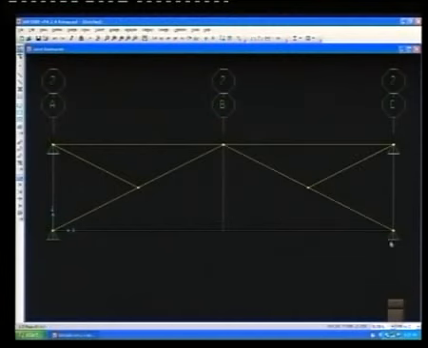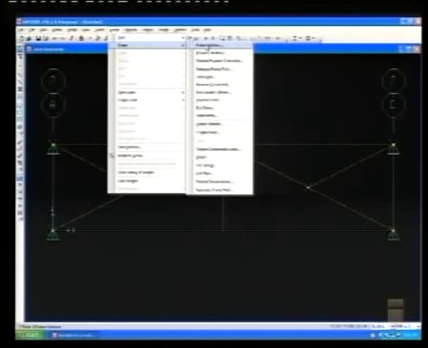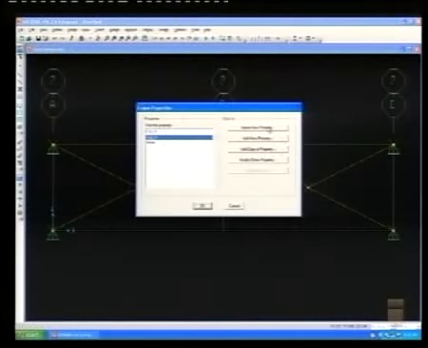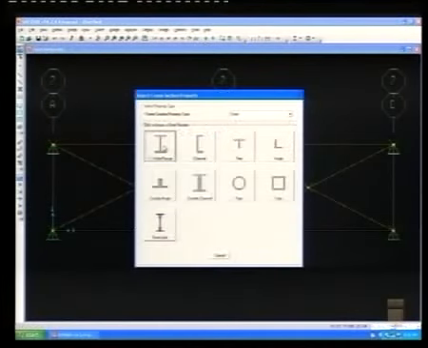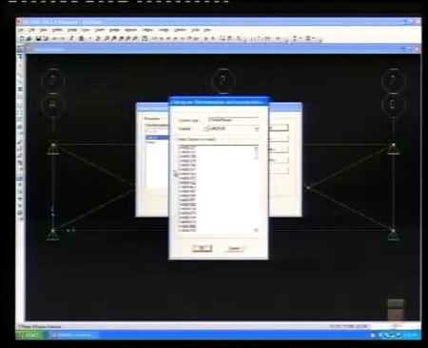Now we want to choose these members to be IPE. So let us first of all select them all. Assign, frame sections. Let us import. And we said that we are going to import I sections from Euro. So here's Euro, Pro, open.